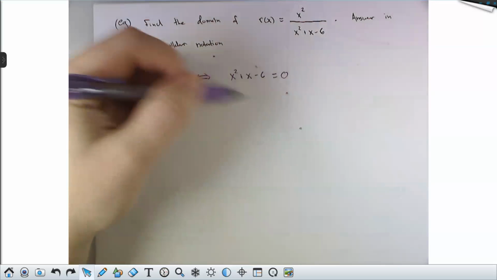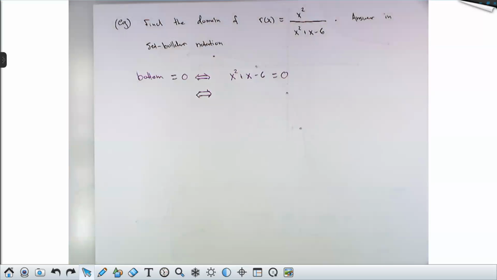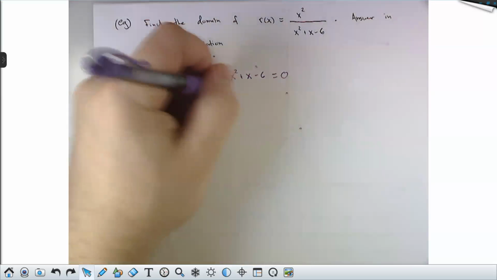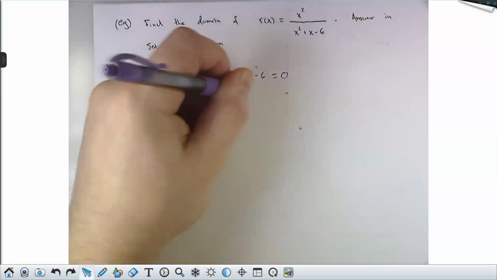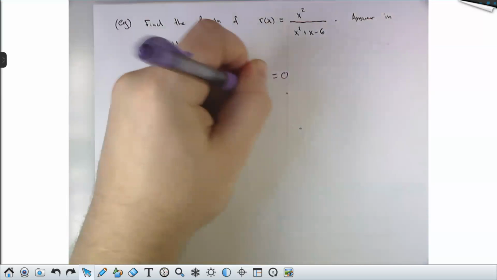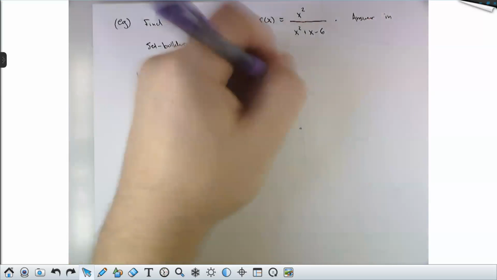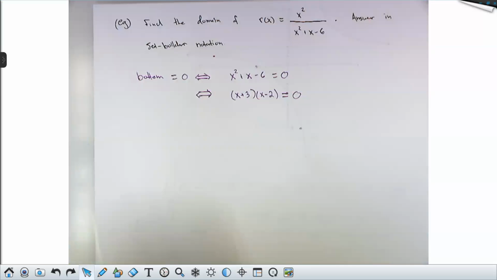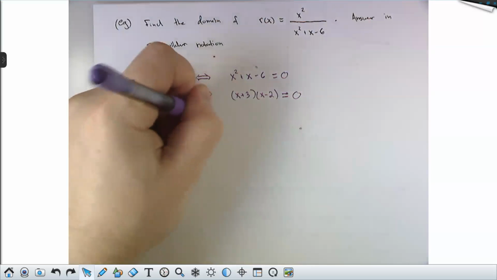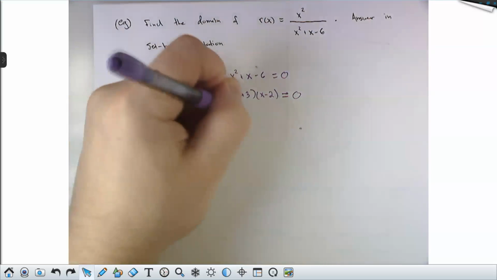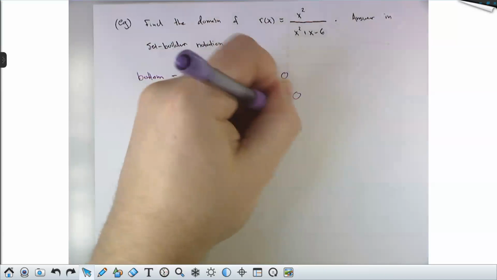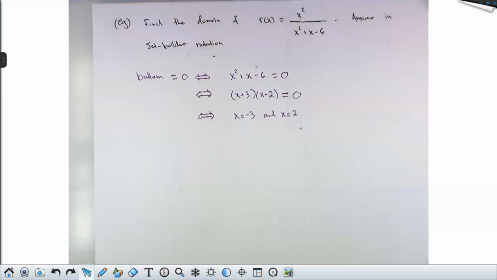And then the way we solve this equation is by factoring, right? This quadratic factors nicely. Looking for two numbers that multiply to -6 and add up to +1. That would be x plus 3 and x minus 2. So the two solutions to this equation, bottom equals 0, are x equals -3 and +2.